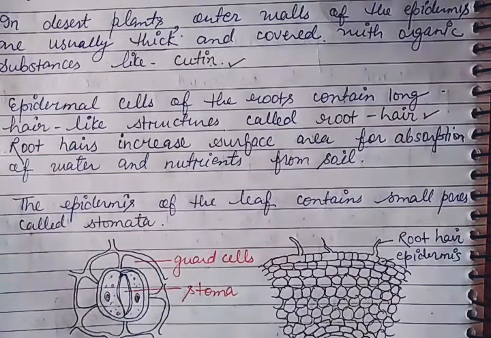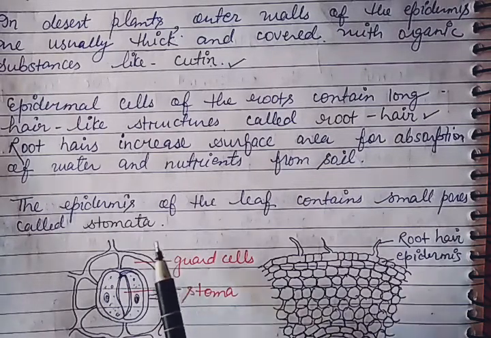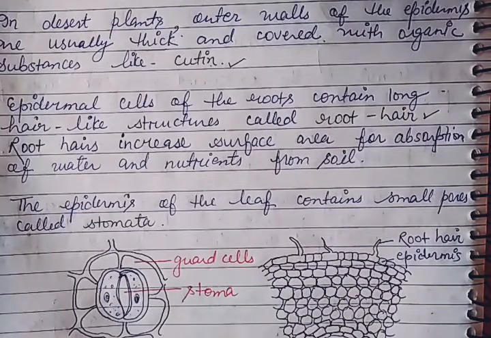Now, the epidermis of the leaf contains small pores called stomata. As you know, the lower surface of the leaves has tiny openings for the exchange of gases and for transpiration, and those tiny pores are called stomata. So epidermis contains these tiny openings in the leaves.